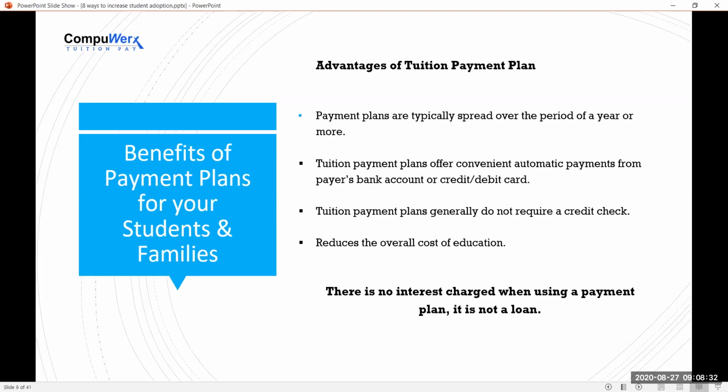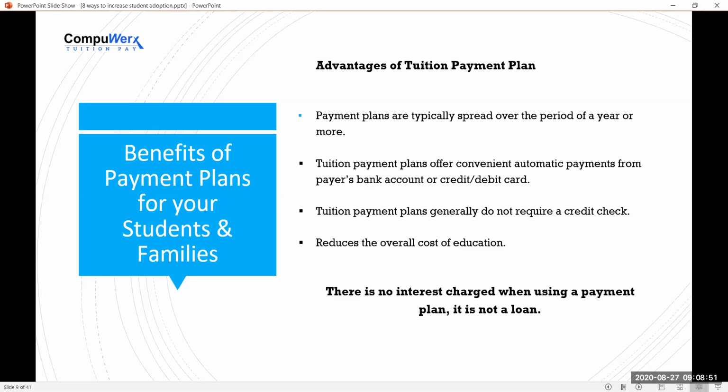Let's talk about the advantages of a payment plan for your students. Payment plans typically spread over a period of a year or even longer. Some of them even spread out to after they graduate from school.